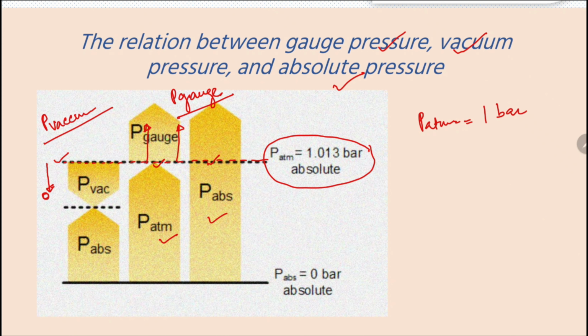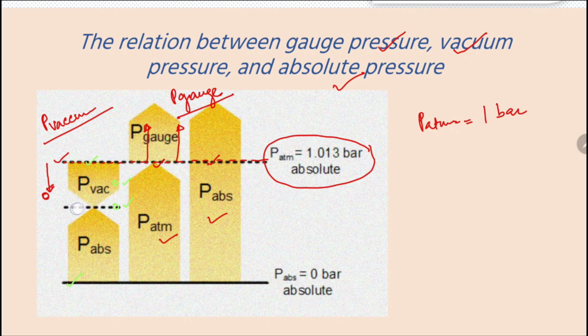Now, there is an interesting thing. Suppose you are at here or here or here. The same pressure at all these three locations can be measured using two references. One reference is your atmospheric reference and the other reference is where P absolute is 0. So let's try to figure out the measurement of the pressure at these locations.